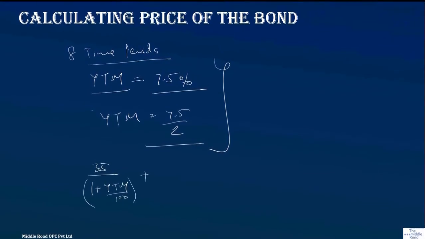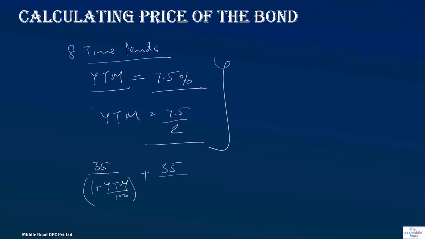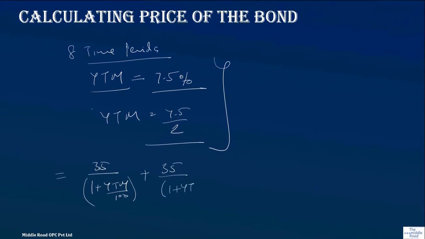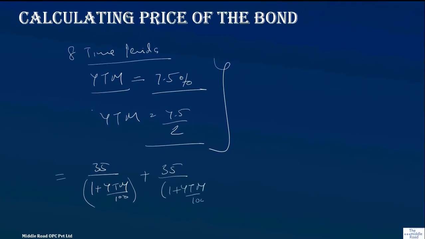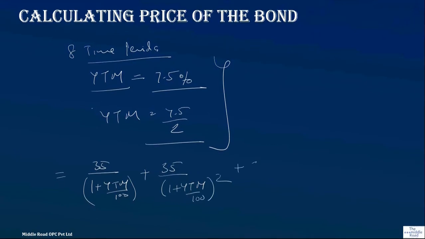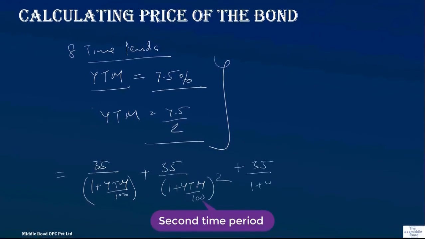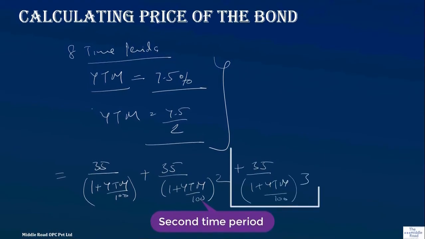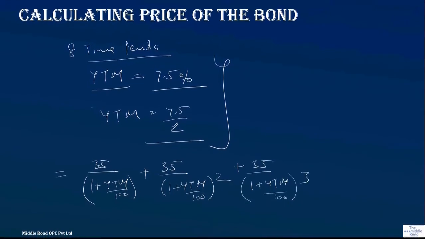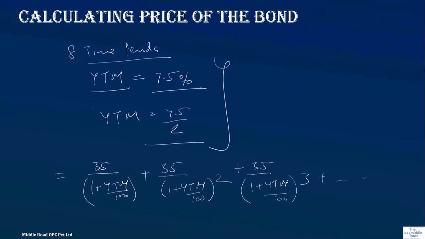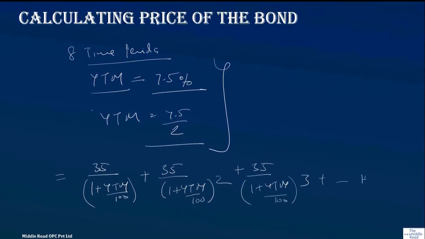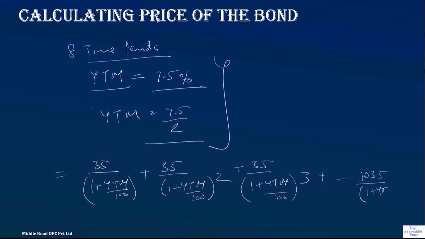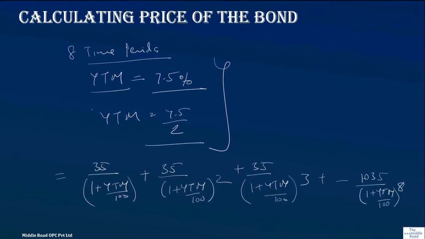Plus, as the time period increases, the n factor would increase. So your present cash flows which you are calculating will become 35 divided by (1 plus YTM by 100) squared, plus 35 divided by (1 plus YTM by 100) cubed. So this is the third time period. This will go on till the end, and on the 8th time period you have 1035 divided by (1 plus YTM) to the power 8, which is the 8th time.